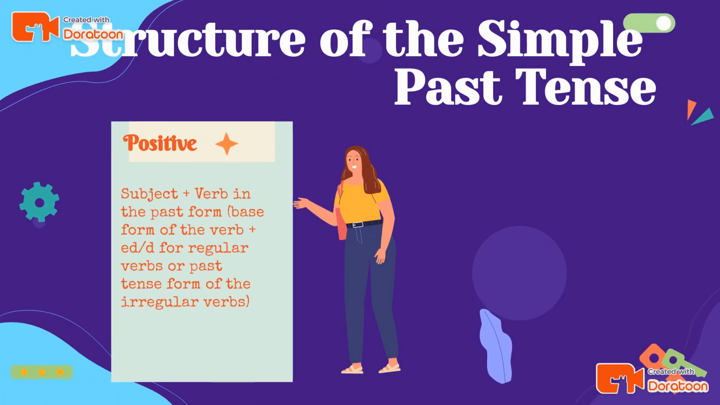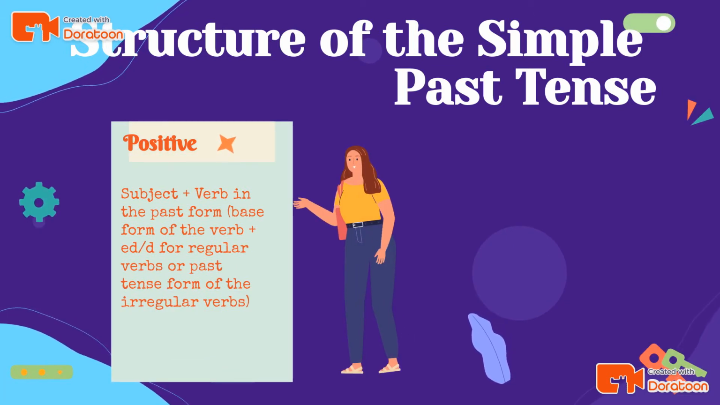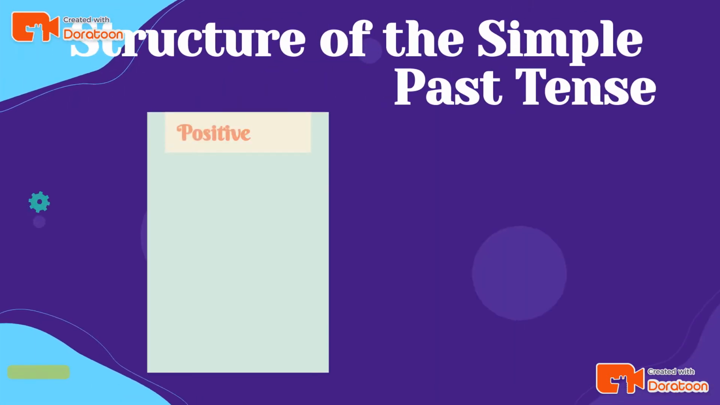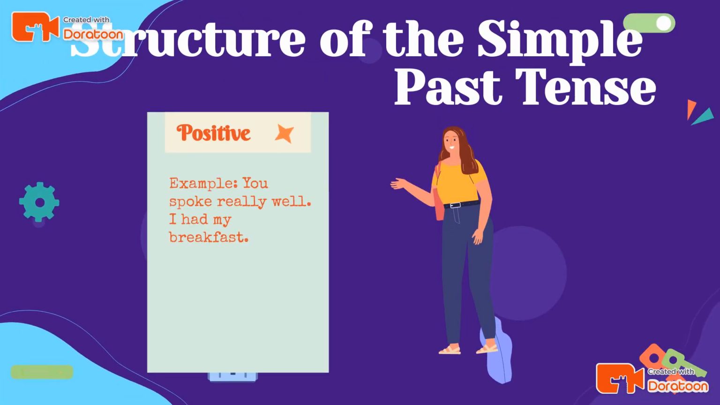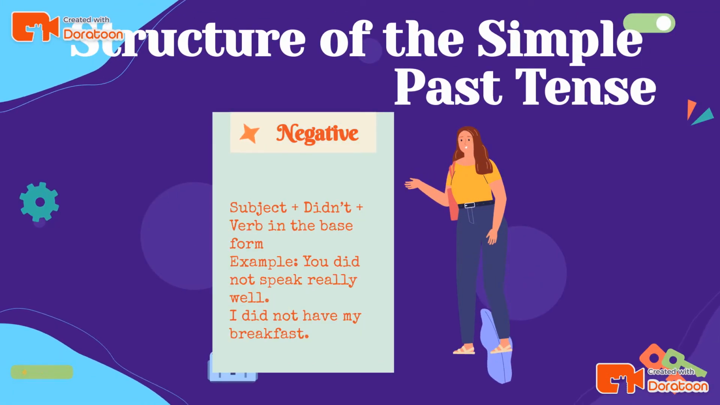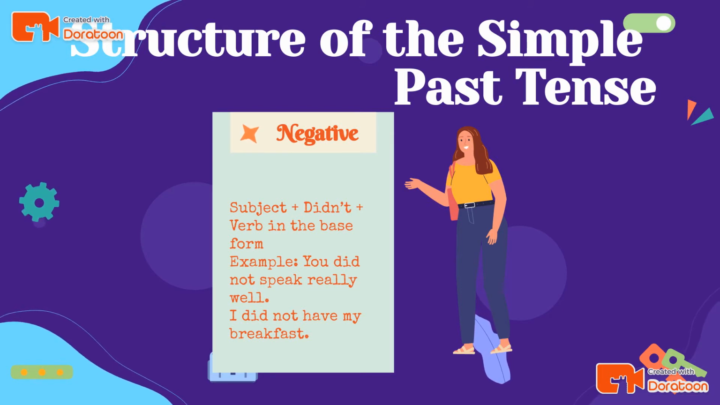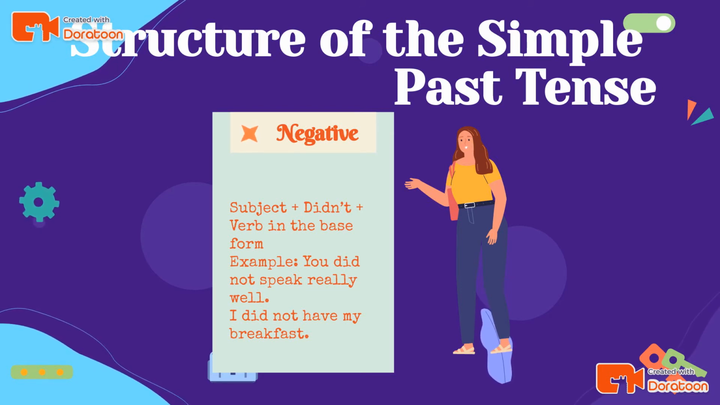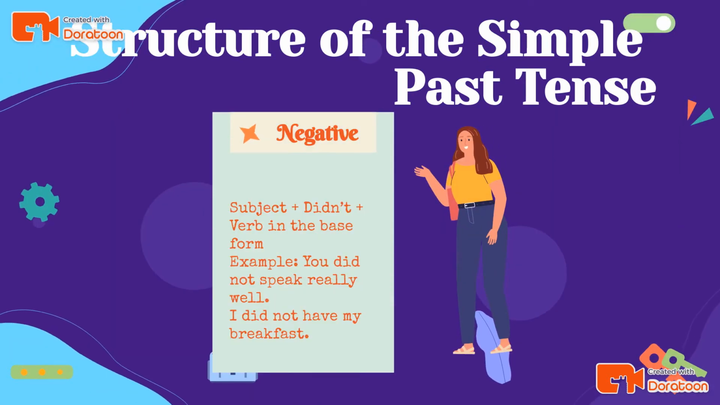Positive. Subject plus verb in the past form, or base form of the verb plus ed or d for regular verbs, or past tense form of the irregular verbs. Example, you spoke well. I had my breakfast. Negative. Subject plus didn't plus verb in the base form. Example, you did not speak really well. I did not have my breakfast.